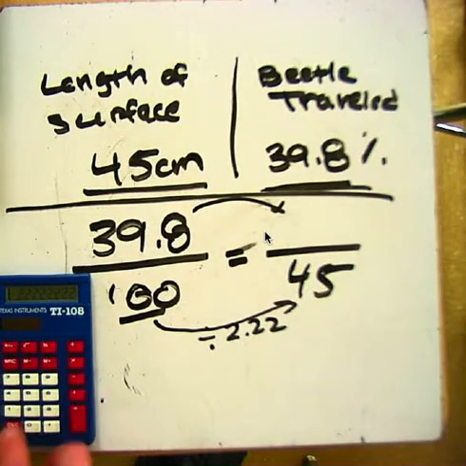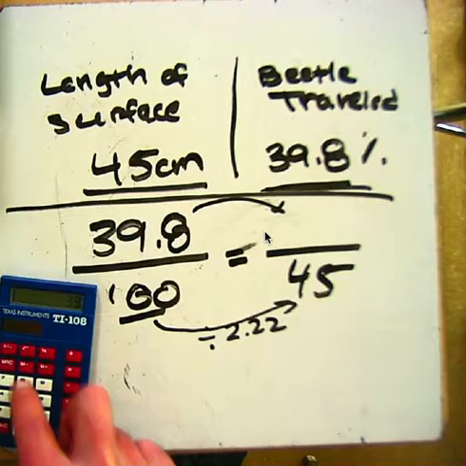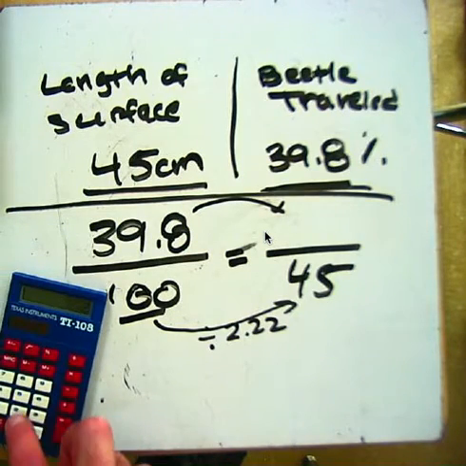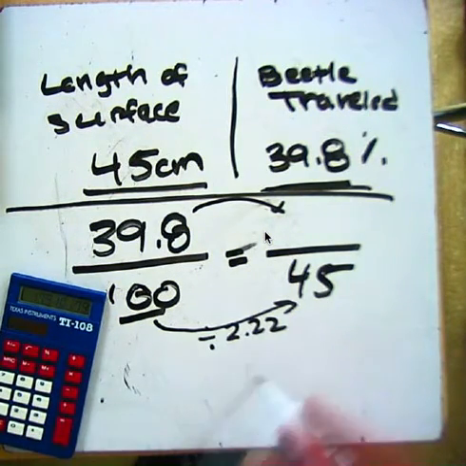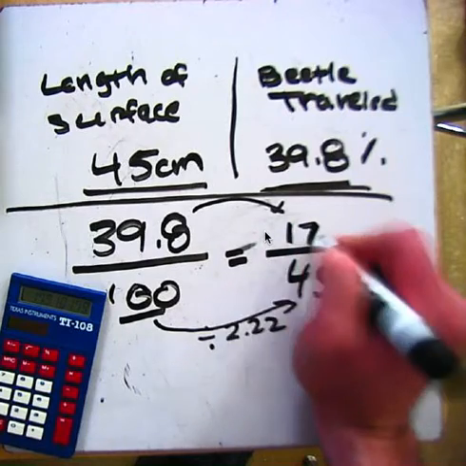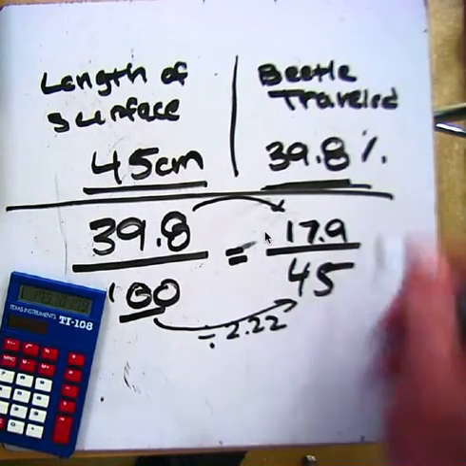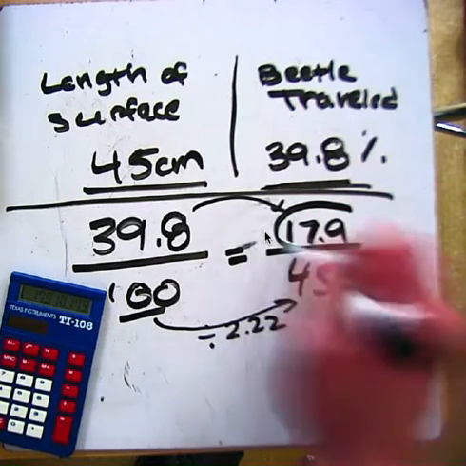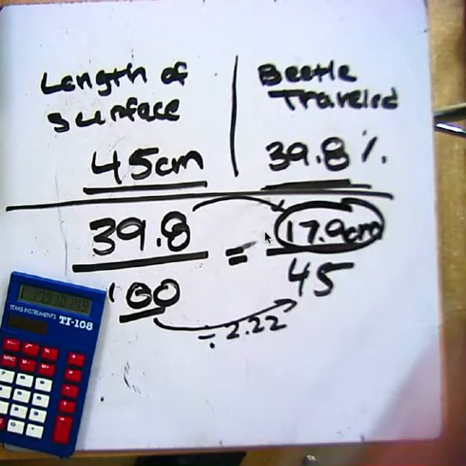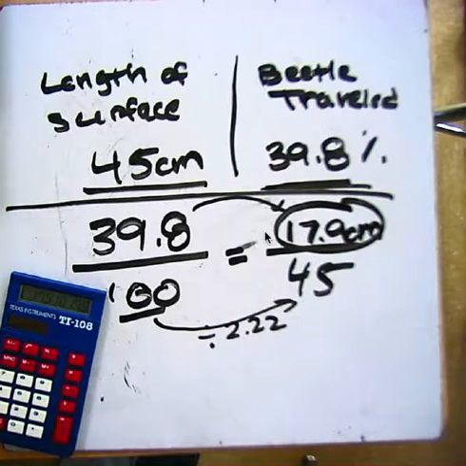39.8 divided by 2.222, and we get 17.91, and we could call it 17.9. So we're saying the beetle traveled 17.9 centimeters out of the 45 total possible centimeters.